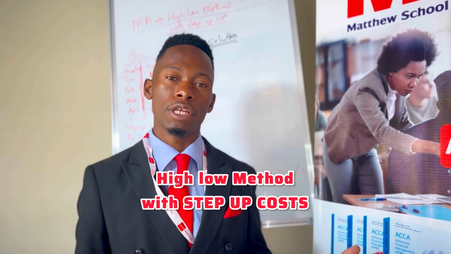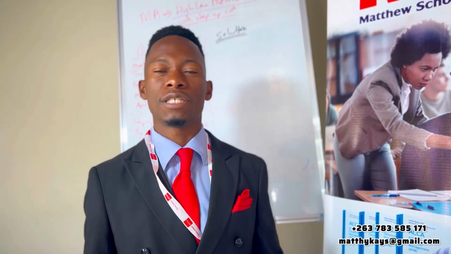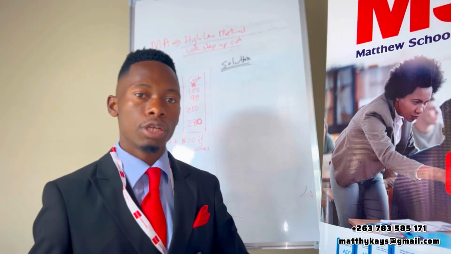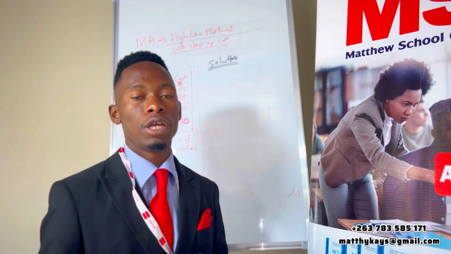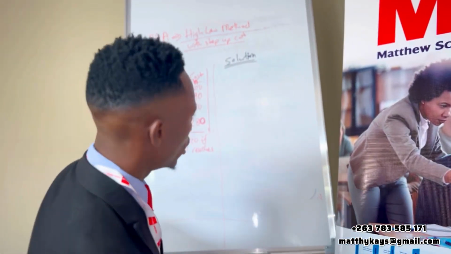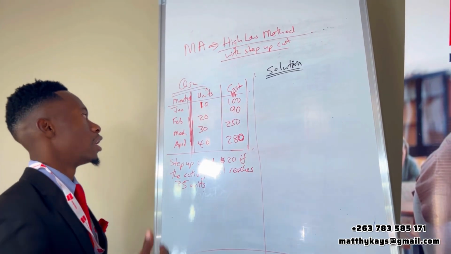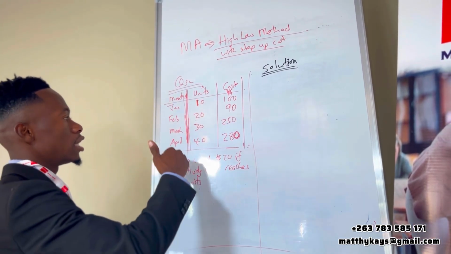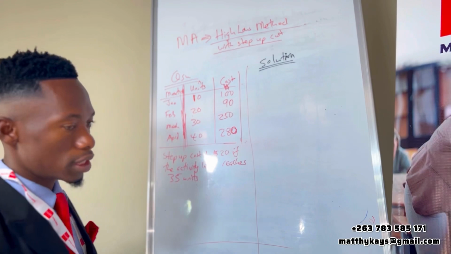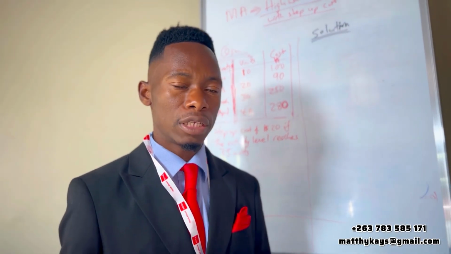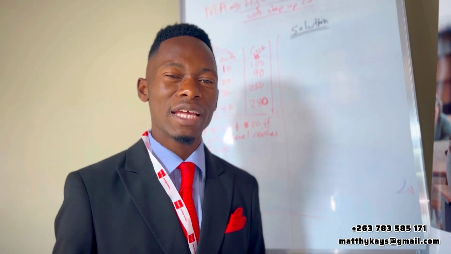I know most people know the high-low method, that's primary school stuff. But the challenge is on when you're given a question where you have a step-up. I just want to clarify this by giving you an example. This is the month, January up to April, the units and the cost. When you're talking about the high-low, it's not about the cost, it's about the units.